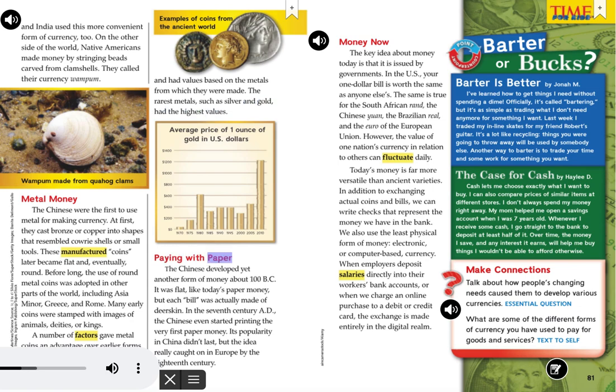Paying with paper. The Chinese developed yet another form of money about 100 BC. It was flat, like today's paper money, but each bill was actually made of deerskin. In the 7th century AD, the Chinese even started printing the very first paper money. Its popularity in China didn't last, but the idea really caught on in Europe by the 18th century.